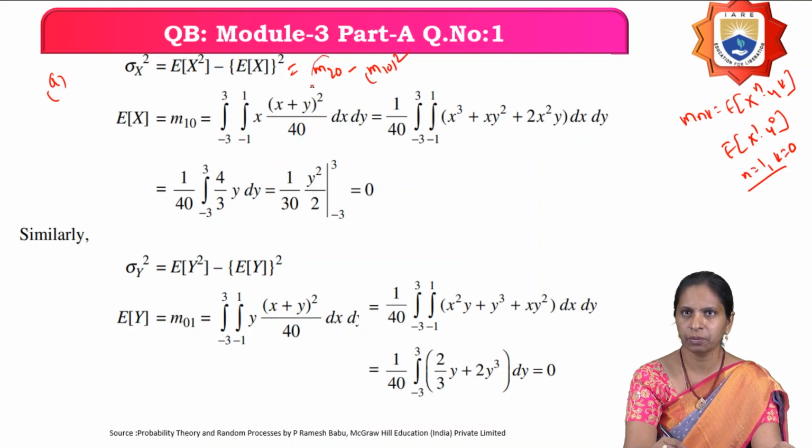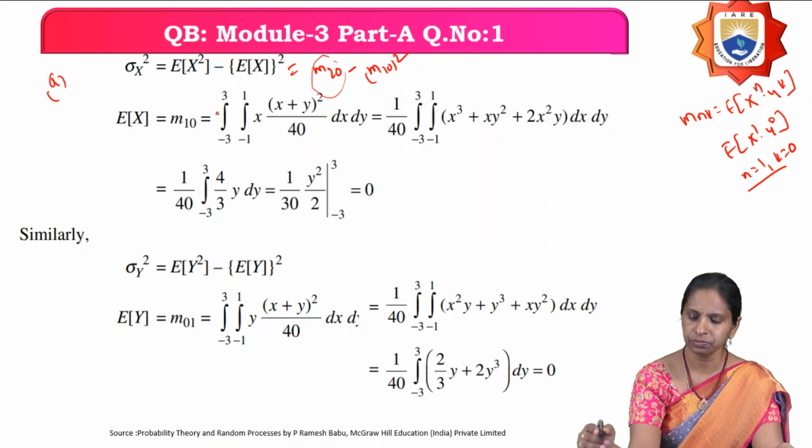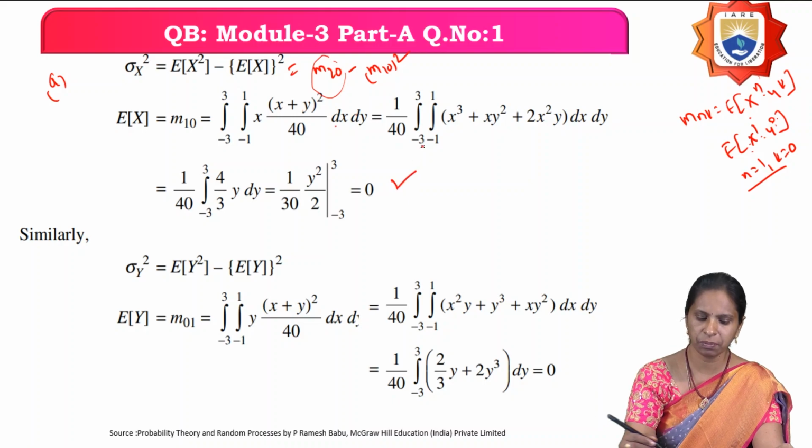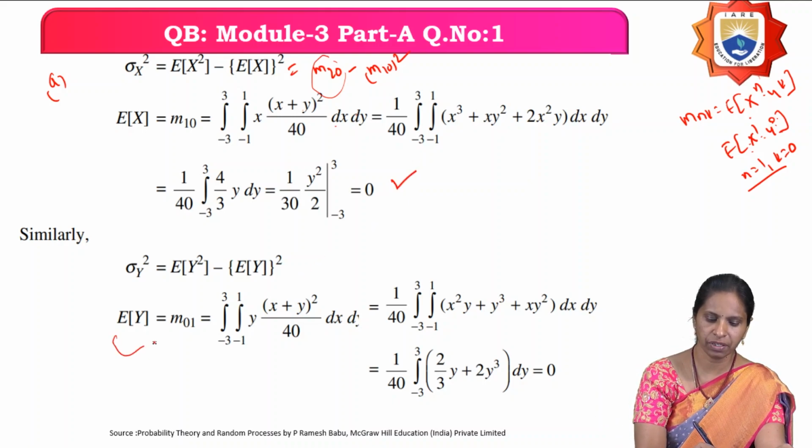So, already we have calculated M20. Now, we will calculate the first order moment M10, which gives the mean of the random variable x. Therefore, what is the expectation of x? It is nothing but M10. So, here the n value is 1 and the k value is 0. So, x power 1 into y power 0, and y power 0 is 1, into the joint density function. What is the joint density function here? (x plus y) whole square by 40 into dx into dy. So, if you simplify this, you get the mean of the random variable x as 0, and similarly you can calculate the mean of the random variable y.